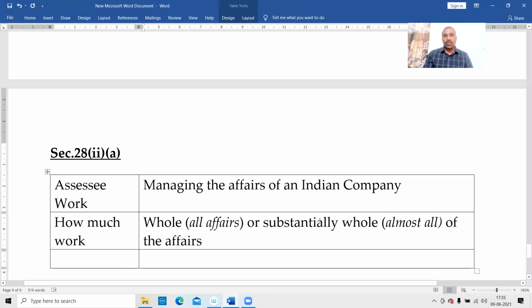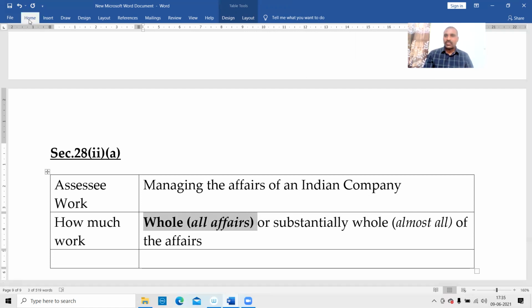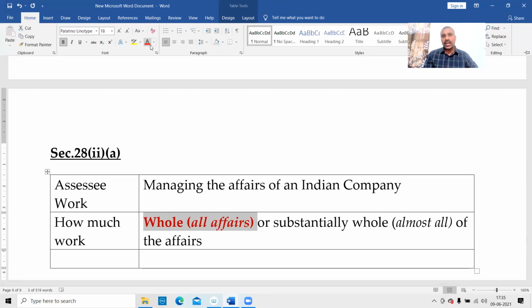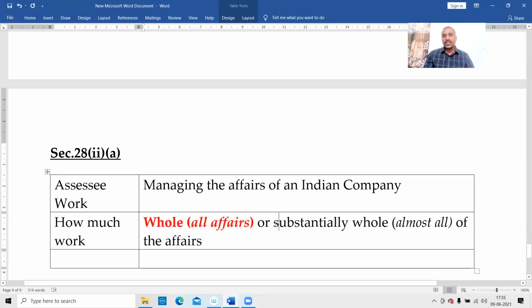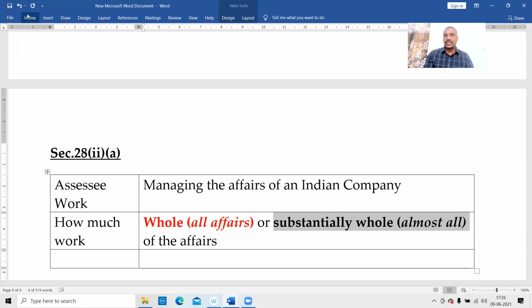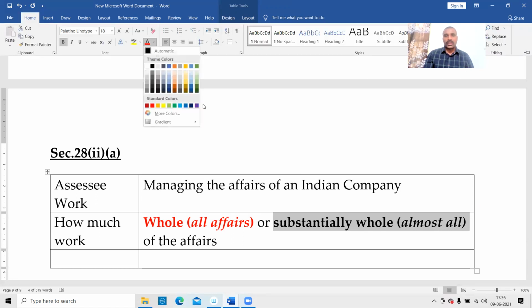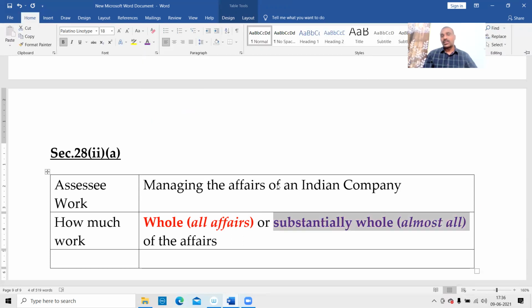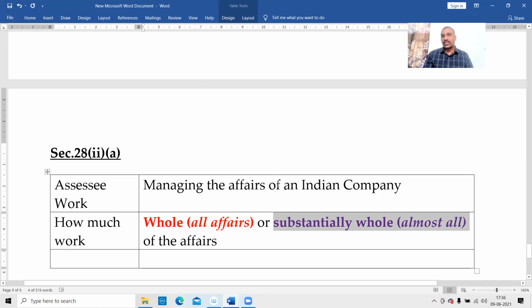So either he was in charge of the entire affairs of the company or substantially the whole, that means almost all. There is no difference. 1 or 2% of the work may be given to others, but almost 90% of the work is done by this person only. Maybe some minor work is given to others. Substantially whole means almost all the affairs of the company.